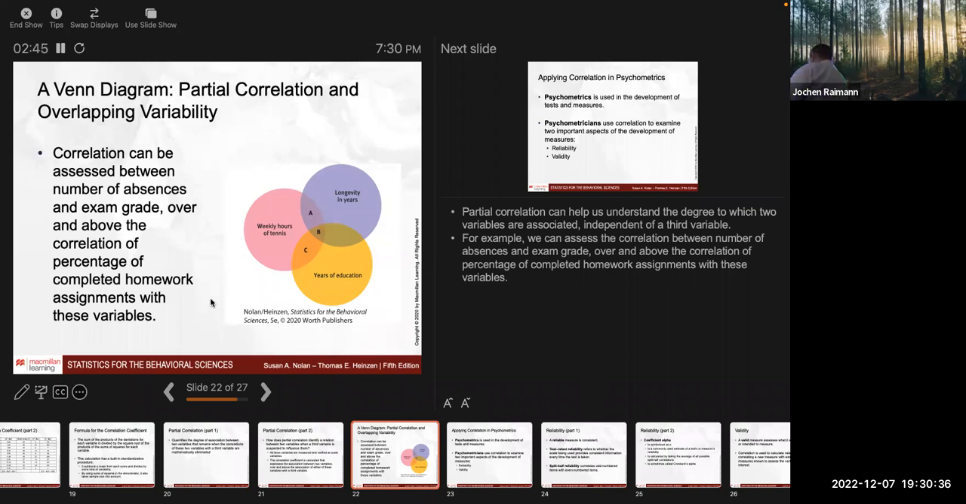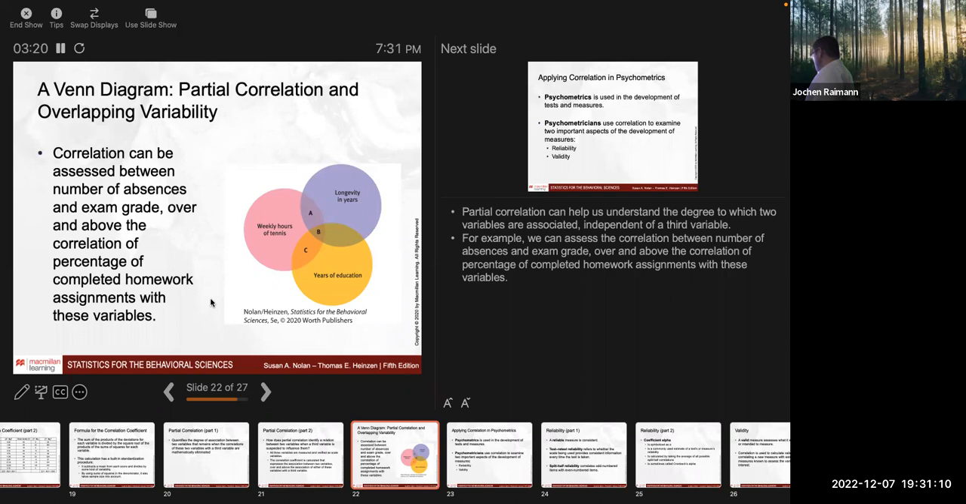And some of these may intersect. That means that weekly hours of tennis may associate with the completed homework, but weekly hours of tennis also associates with longevity in years, because you may be more likely to play tennis when you're older. You may be more likely to play tennis when you're long in school. So this is where partial correlation needs to be considered, with overlapping variabilities and overlaps in their predictive qualities.